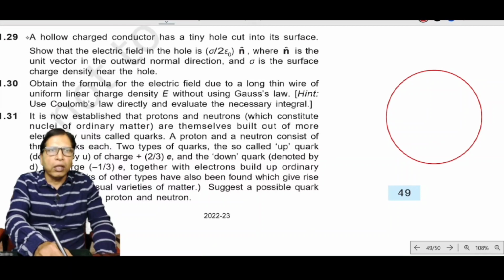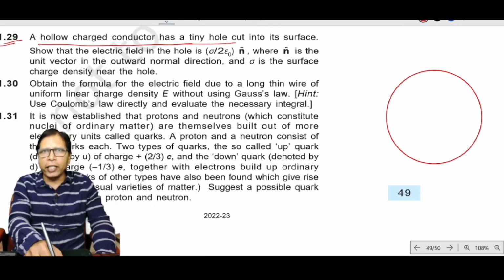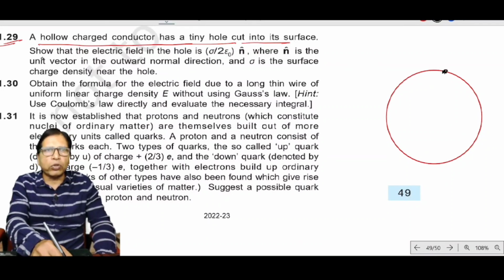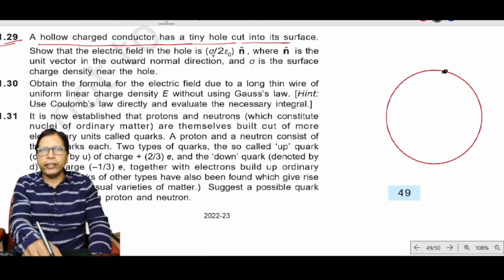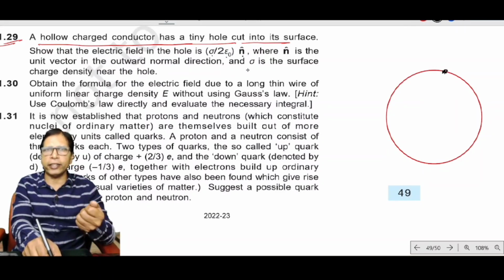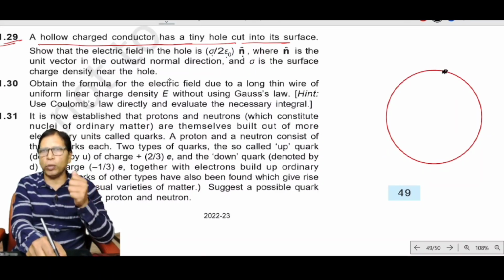Now look at 1.29. A hollow charged conductor has a tiny hole cut out into its surface. This is the conductor, and this is the tiny hole. It is cut out so that the electric field in the hole is sigma by 2 epsilon naught n cap, where n is the unit vector in the outward normal direction and sigma is the surface density of charge.